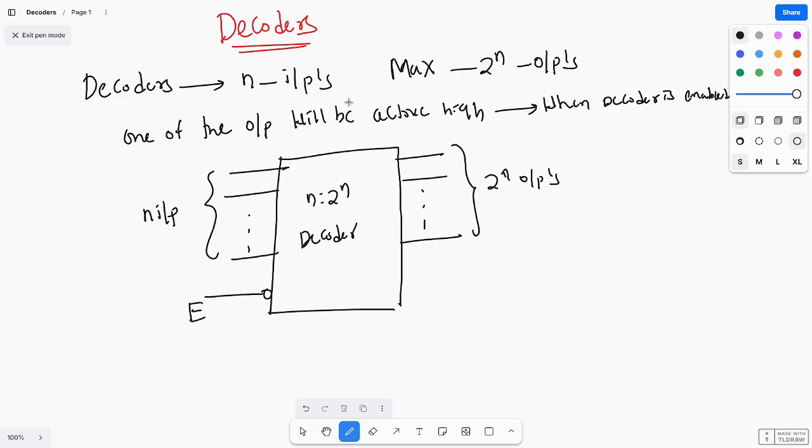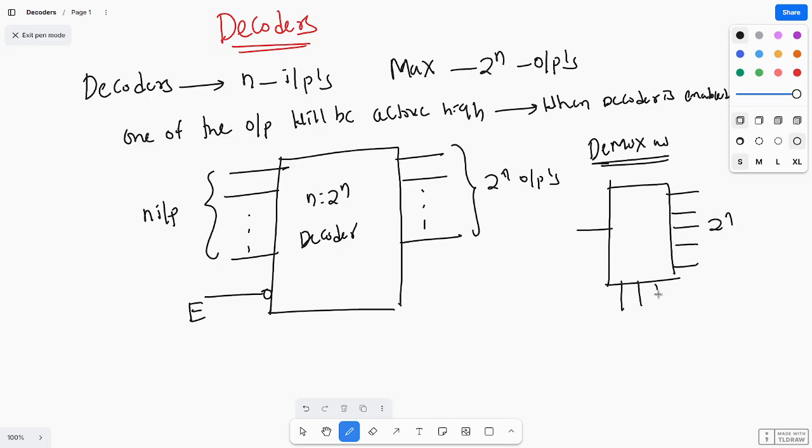So we'll discuss different types of decoders. That means how we can design a demux as a decoder. This is one of the questions. Suppose demux we already saw. Demux consists of one input, 2 power n outputs, and n selection lines. If you remove the input and use these selection lines as inputs, then it becomes a decoder. Like this we can design demux by using a decoder.